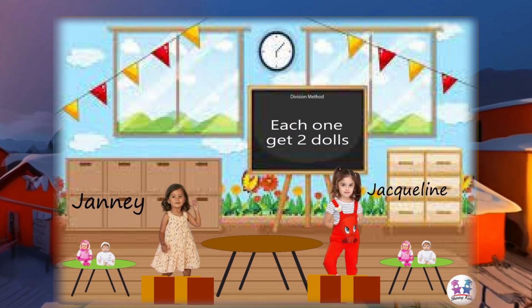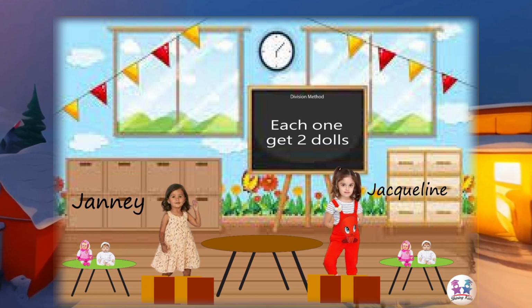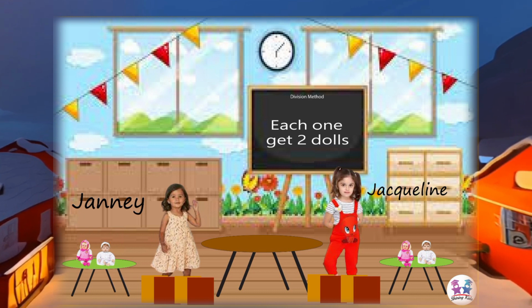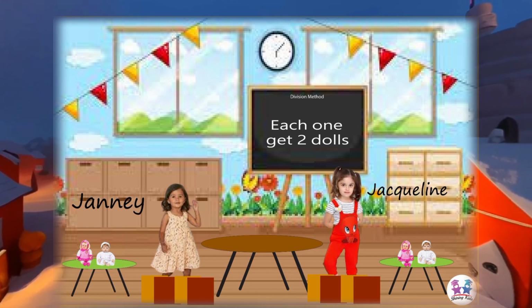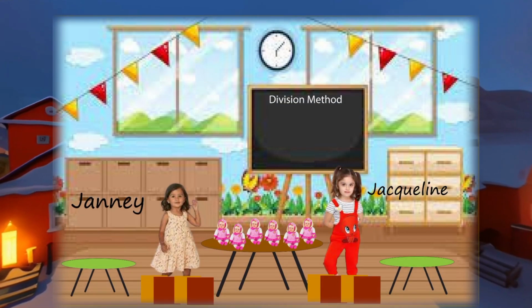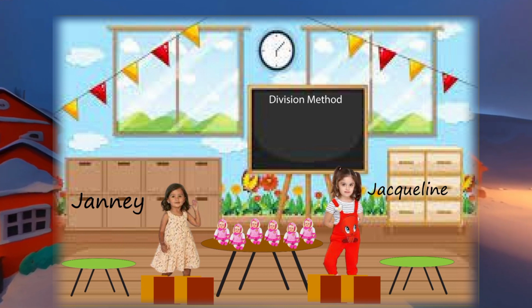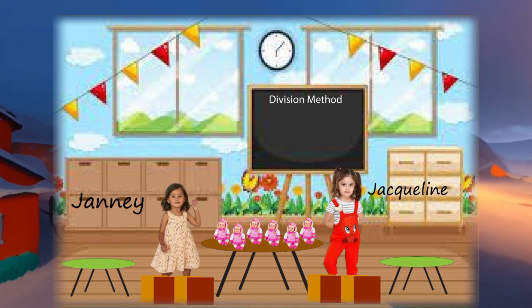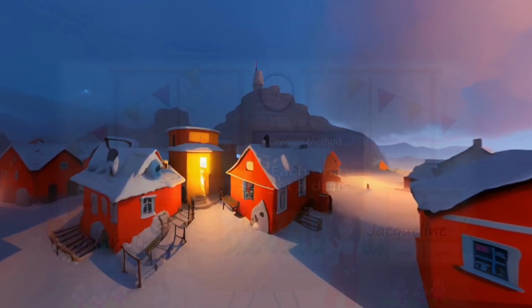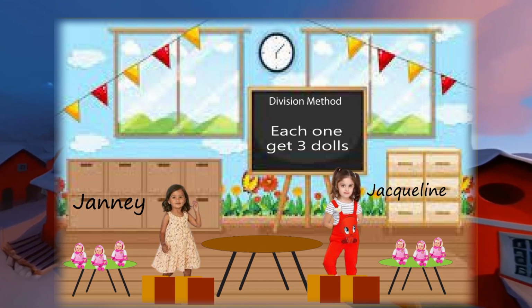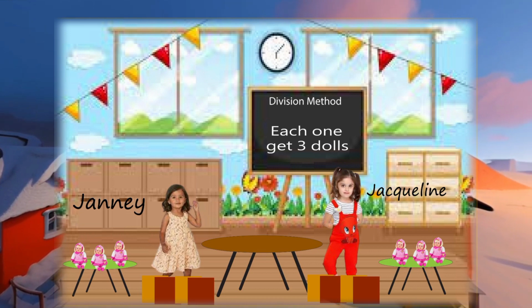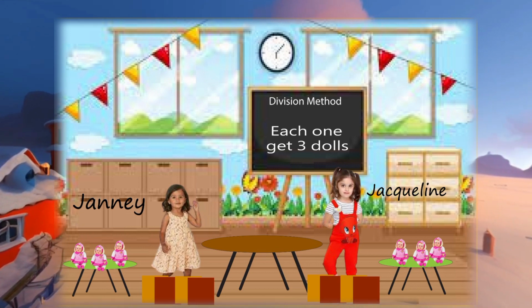So we gave one pink doll and one white doll to Jenny, and one pink doll and one white doll to Jacqueline. So each one gets 2 dolls. Here we have 6 dolls and again we have to distribute these dolls equally between Jacqueline and Jenny. We distribute 3 dolls to Jenny and 3 dolls to Jacqueline. So each one gets 3 dolls.